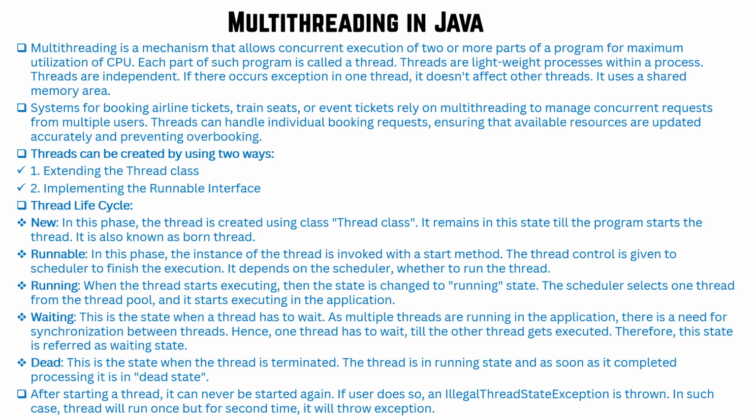It uses a shared memory area. So, just giving a simple example: systems for booking airline tickets, train seats, or event tickets rely on multi-threading to manage concurrent requests from multiple users. Threads can handle individual booking requests, ensuring that available resources are updated accurately and preventing overbooking. So that is also an important example of threads. Another example, I am giving a simple example.